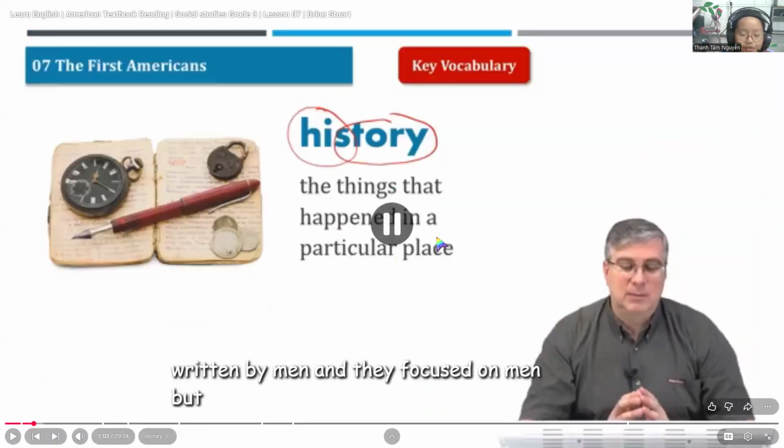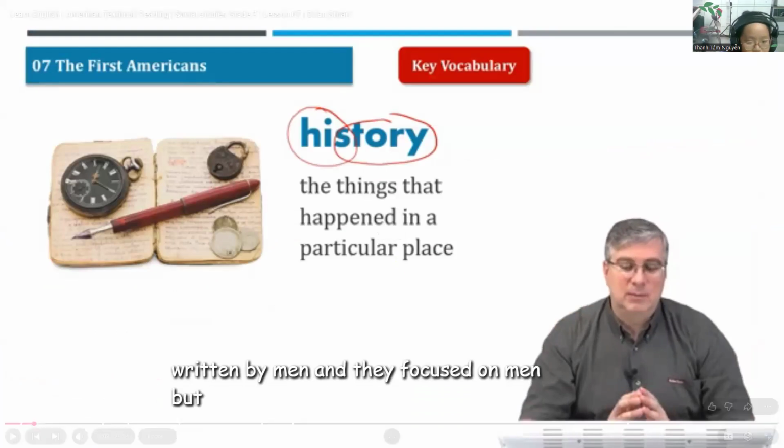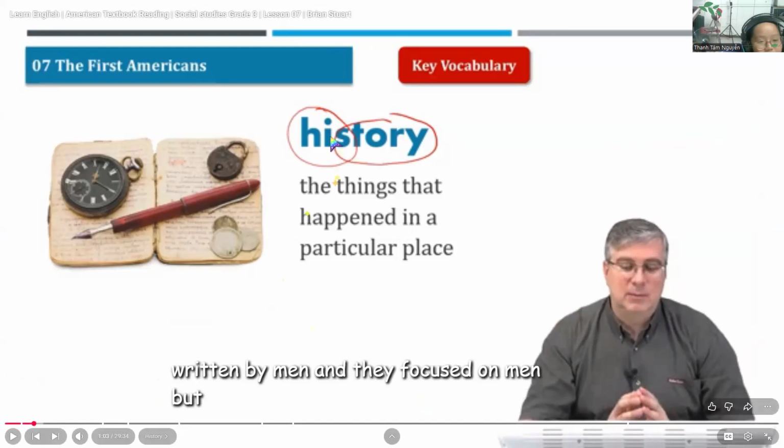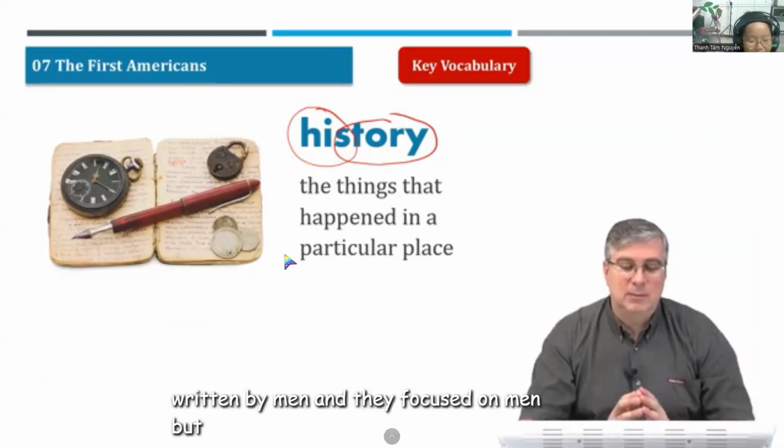Let's start with the first word, history. What does history mean? History means that the thing happened in a particular place. So it really makes sense because of the his story.